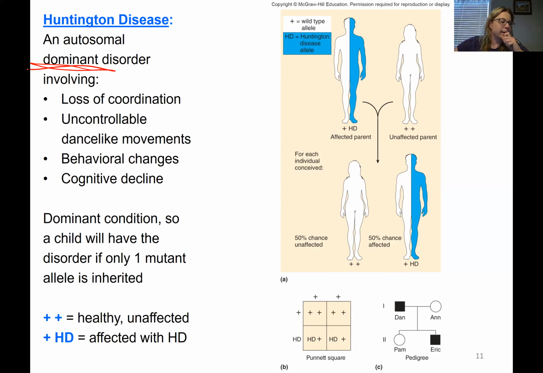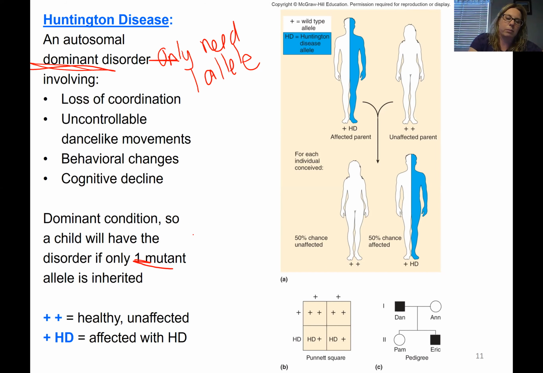Okay, now since this is a dominant condition, a child only needs to have one affected parent, right? Because with a dominant condition, you only need one allele. With cystic fibrosis, you need two of them to get the disorder. With Huntington disease, you only need one allele to get the disorder. So here we have an example. Maybe put a star by that. You only need one mutant allele.